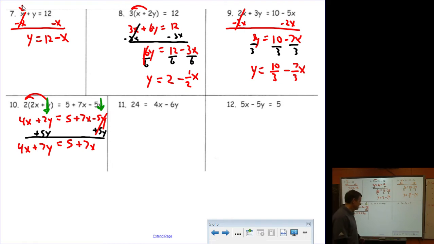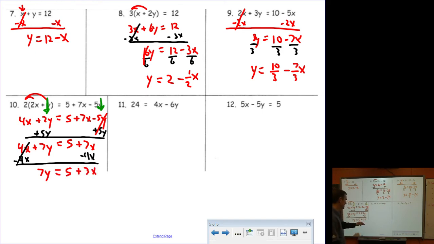And then I need to get the y by itself. So first I need to get rid of the x term by subtracting 4x from both sides. That leaves me with 7y equals 5 plus 3x. And finally, I need to get rid of the 7 so that the y can be by itself. So I'm going to divide everything by 7, giving me 5/7 plus 3/7 x.